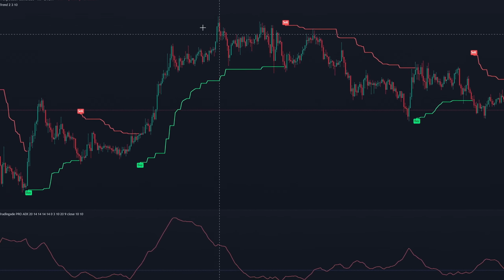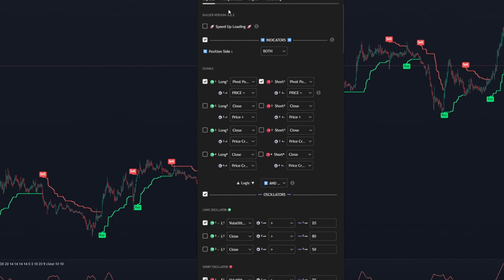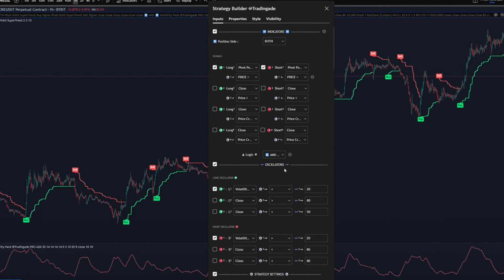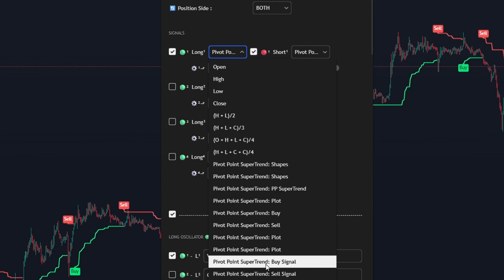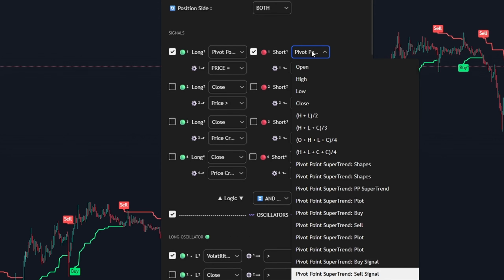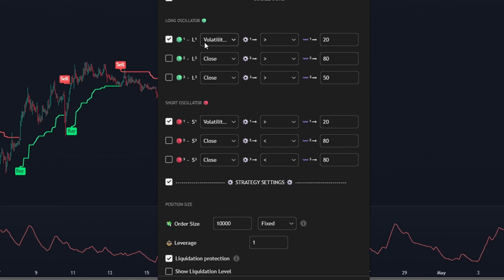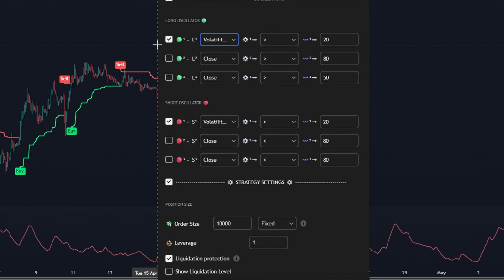Now we are ready to combine both using our strategy builder, which is an amazing tool that allows us to combine any indicator on TradingView and generate powerful trading strategies. I already set it up just by setting here the Pivot Point Supertrend buy signal and for the short side the Pivot Point sell signal. Next, to add the volatility confirmation, here I did select the volatility pack by TradingView Pro for both long and short side, and it makes sure it is above the 20 level.